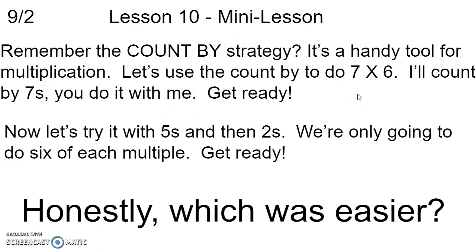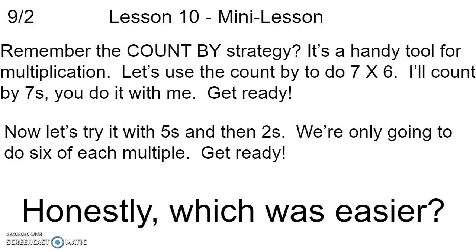Let's use the count by to do 7 times 6. I'll count by 7s. You do it with me. So if we're going to do 7 times 6, hold up 6 fingers, and each time we count a 7, you're going to put one of your fingers down until all your fingers are down. Ready? Here we go. 7, 14, 21, 28, 35, 42.